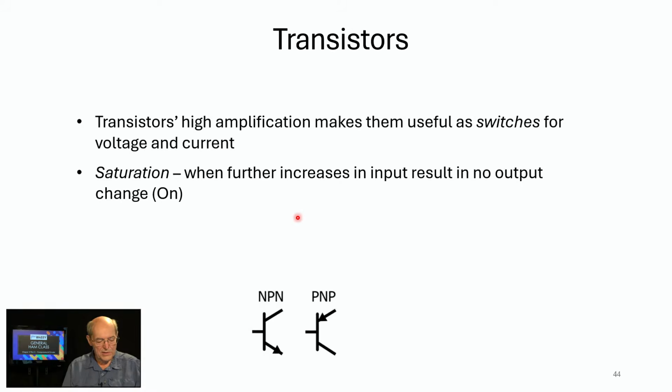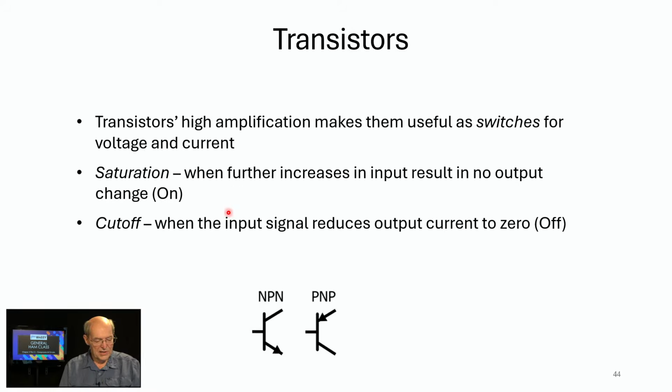Saturation, when further increases in input result in no output change. So the transistor is fully on, it's saturated. It's cut off when the input signal reduces the output current to 0. So we've provided two cases now. Either the transistor is turned on all the way, that's saturation, or it's completely turned off, that's called cutoff. You can kind of start to see where 1s and 0s could be associated with these values.